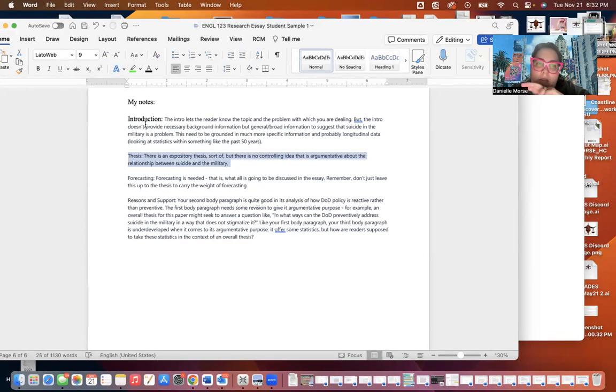The thesis, like the thesis as a rubric area, because here I say there's an expository thesis, meaning that the thesis is not argumentative. And I say there's no controlling idea that is argumentative about the relationship between suicide and the military. I think I've said that multiple times in different ways.